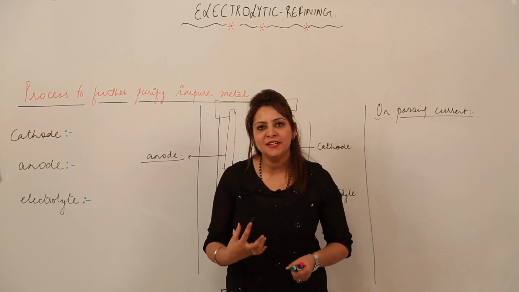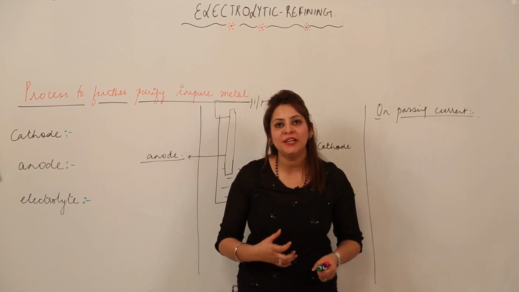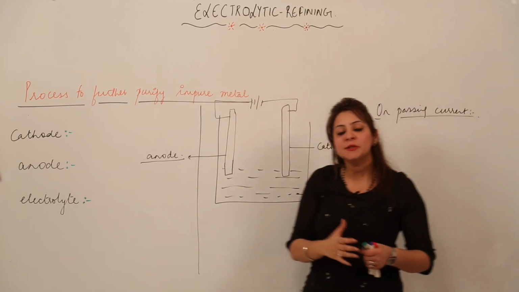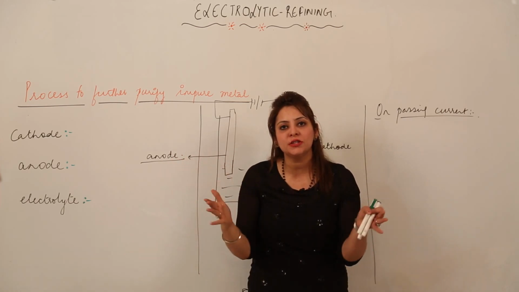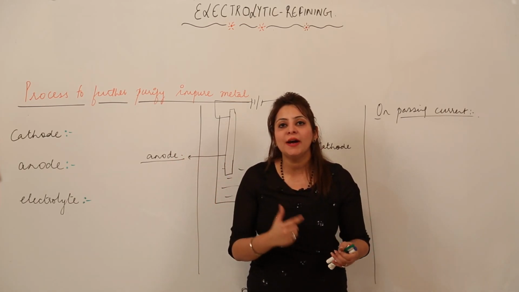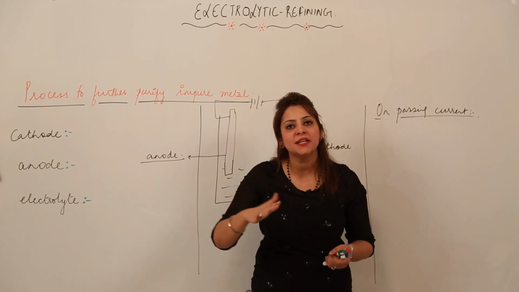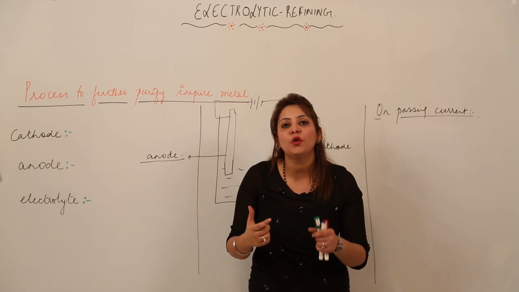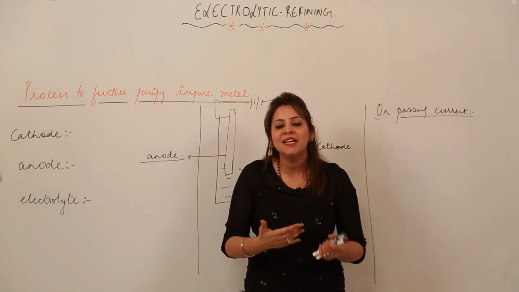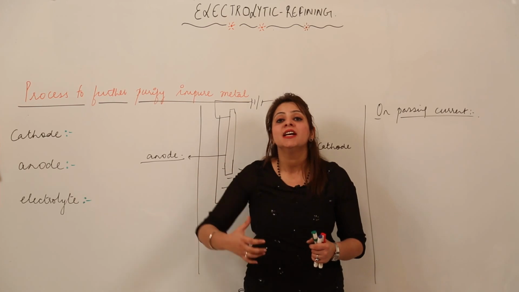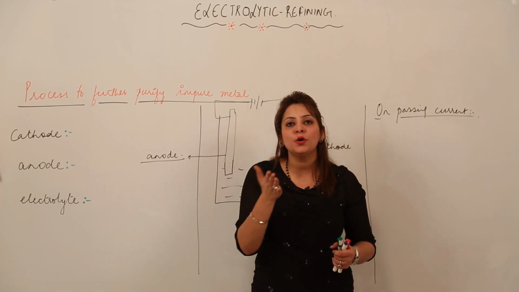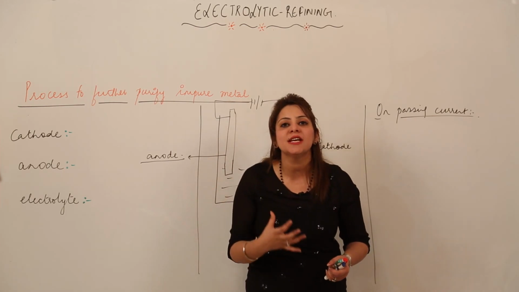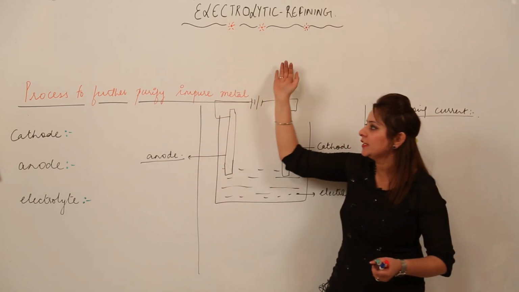The fourth step of metallurgy, or you can say another use of electrolysis, is electrolytic refining. We will split this term into two parts. What is refining? Refining means the conversion of impure metal into pure metal. When we do refining by involving the process of electrolysis, it is electrolytic refining. That means it is a process in which we purify the impure metal into a pure form by using electrolysis.